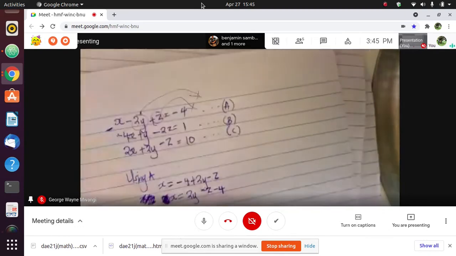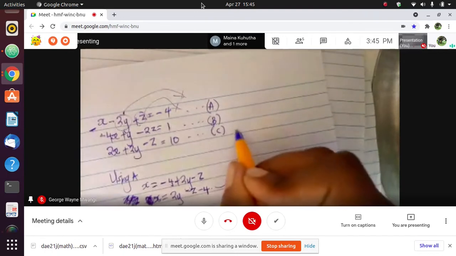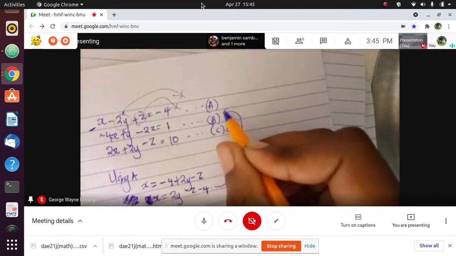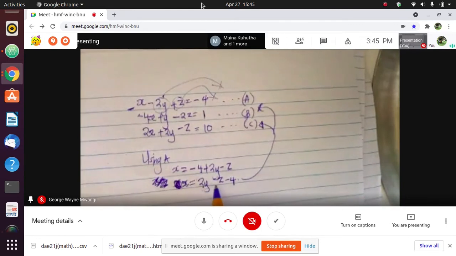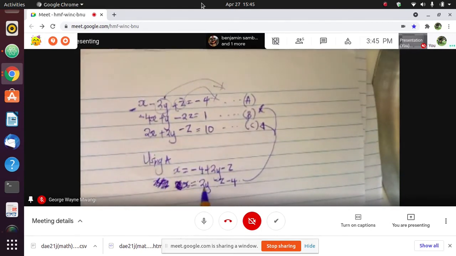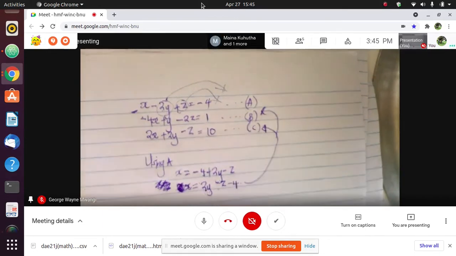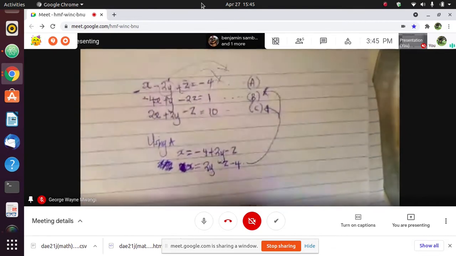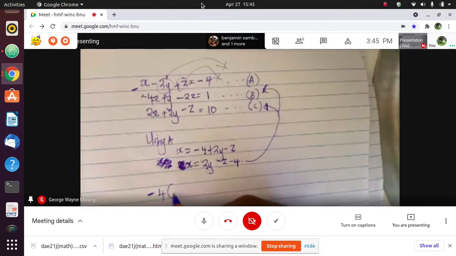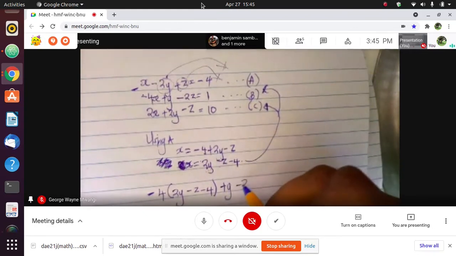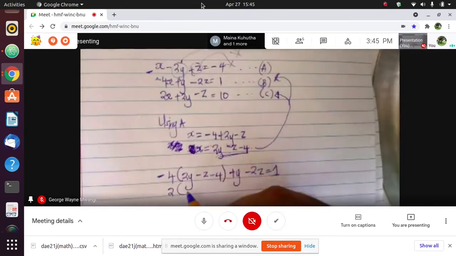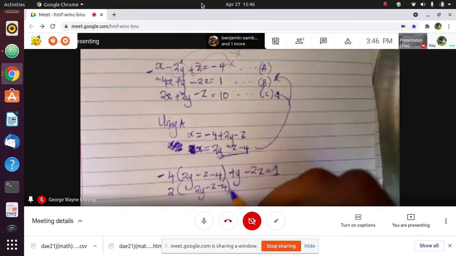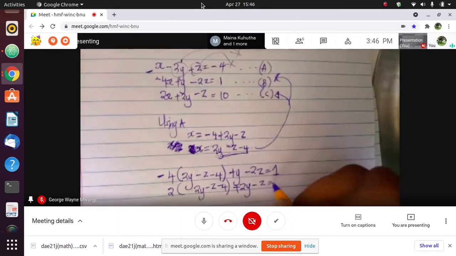Okay? Now we will substitute this value of x in equation B and equation C. Where there is x, we will put this value that we have found here. So here, in minus 4x, we put x as 2y minus z minus 4. Here, in 2x, we substitute the value of x as 2y minus z minus 4. Now equation B. Equation B is minus 4x, so minus 4 times the value of x, which is 2y minus z minus 4, plus y minus 2z is equals to 1. And equation C will be 2 times the expression for x, 2y minus z minus 4, plus 2y minus z is equals to 10.